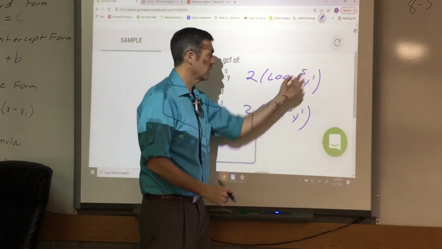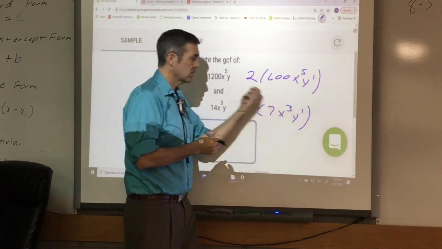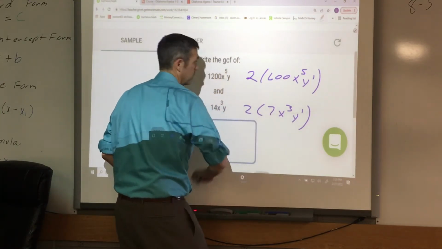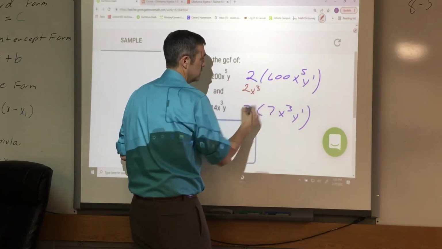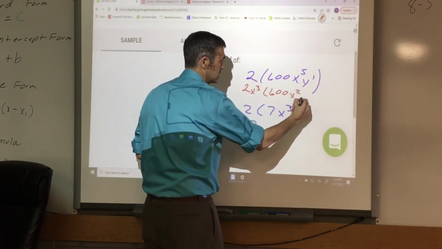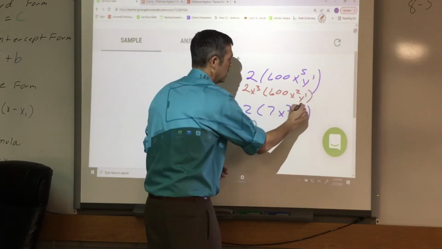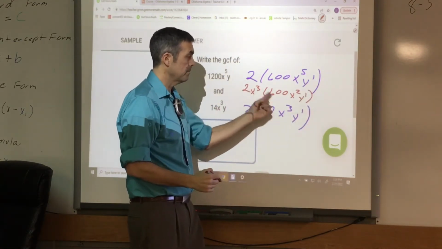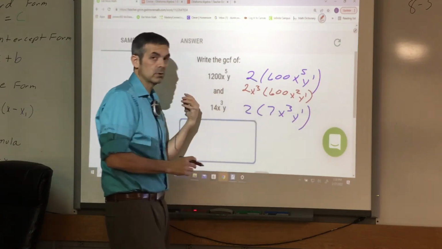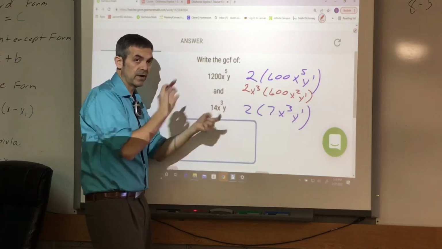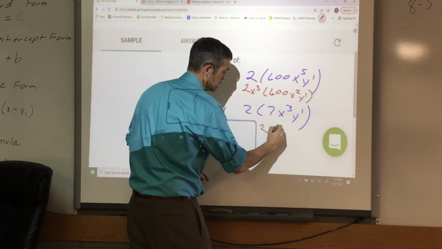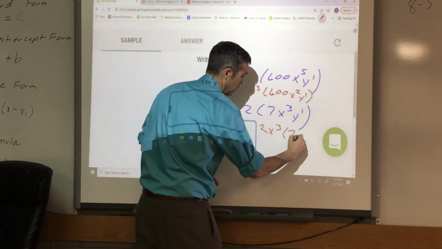Well, we have x to the third and x to the fifth. Well, I can take x to the third out of both of these, all right? So on this top one, 2 x to the third, parenthesis, 600 x to the second, y to the first. Now look, if I multiplied that back through there, I would end up back here. You have to end up back where you started when you're taking that out. They've got to be the same thing, okay? So here, 2 x to the third, 7 y to the first.